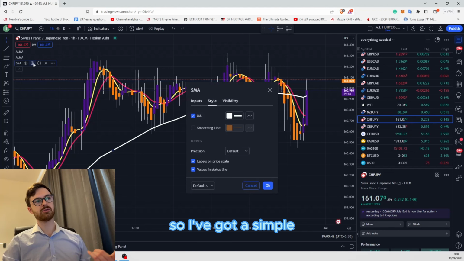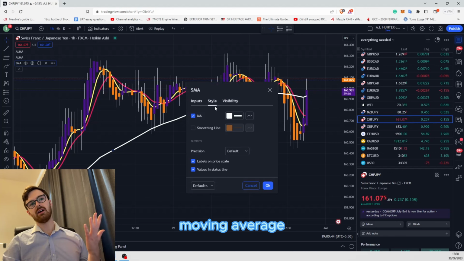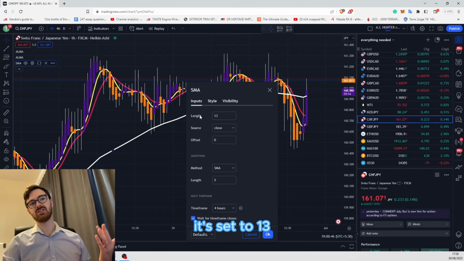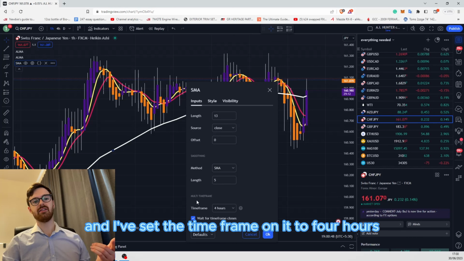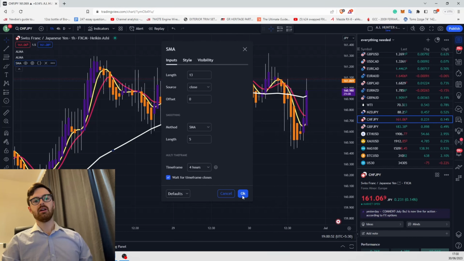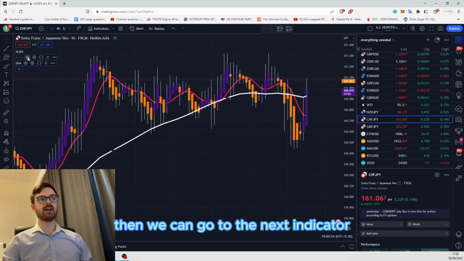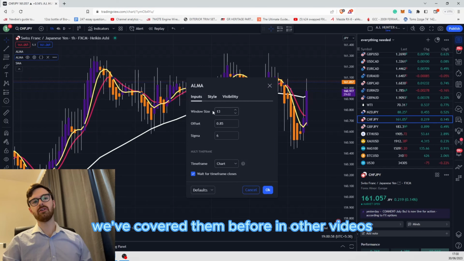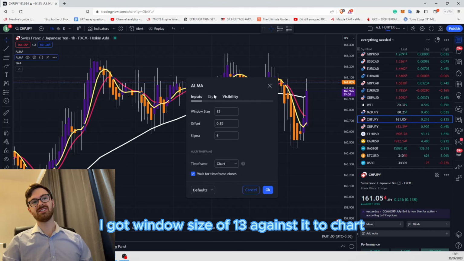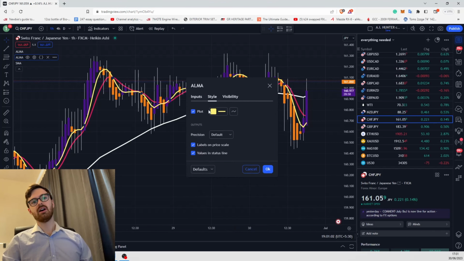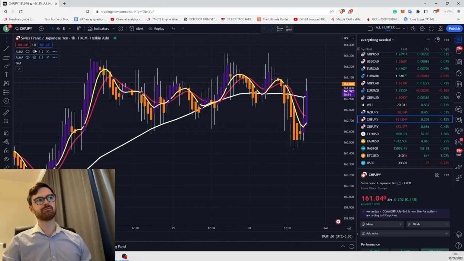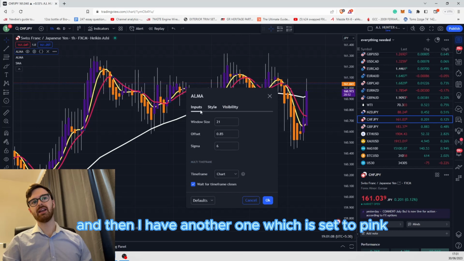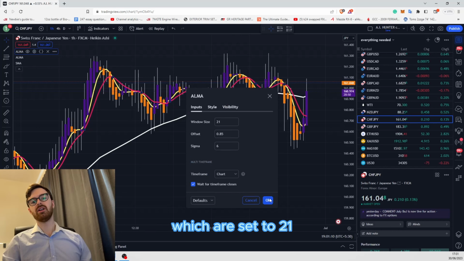I've got a simple moving average, just made it a thick white line. It's set to 13 and I've set the time frame on it to 4 hours. Then we can go to the next indicator, which is 2 ALMAs. We've covered them before in other videos. I've got a window size of 13, again set to chart, and this is my sort of creamy yellow line. And then I have another one, set to pink, which I've set to 21.